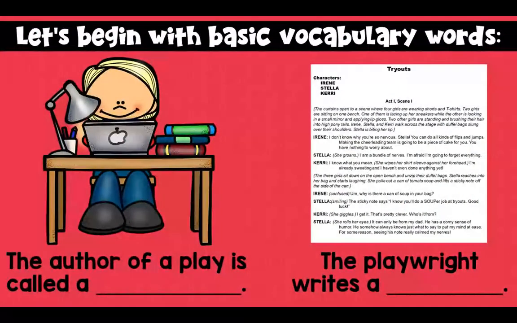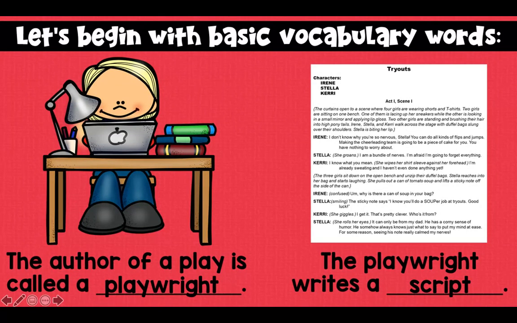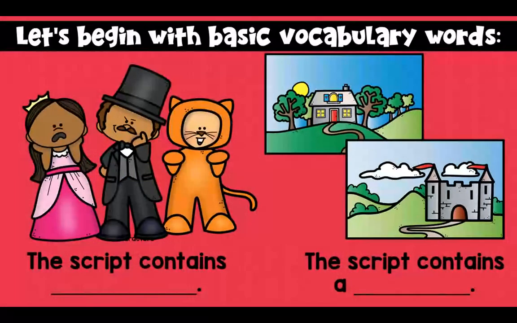So here we go. Let's begin with basic vocabulary words. If we are talking about a play, the author of a play is called a playwright, which kind of goes with it. Whoever writes the play is the playwright. The playwright writes a script, and the script is what the actors and actresses read off of to know what their lines are. But you can see there's much more here than just lines, and we will learn about that as we go.